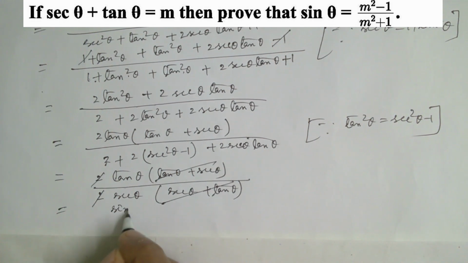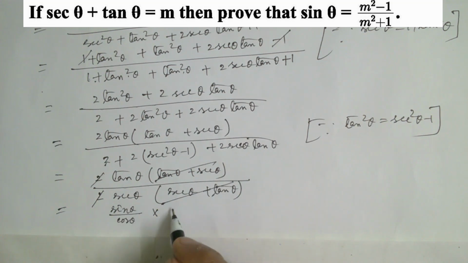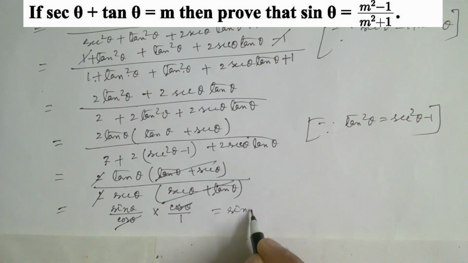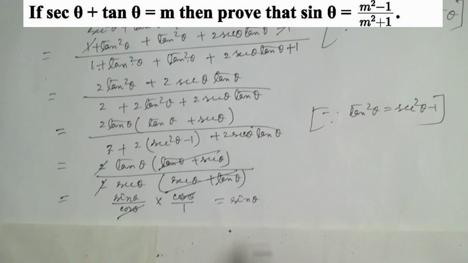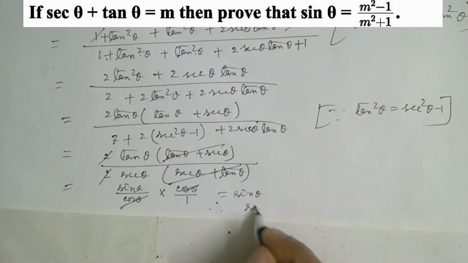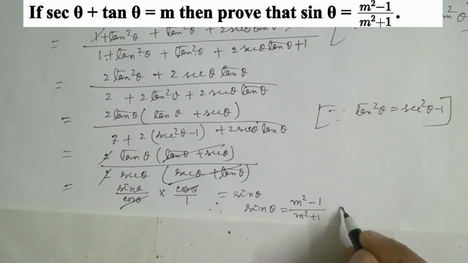Tan theta means sin theta by cos theta into sec theta. Sec theta means 1 by cos theta. So we will write cos theta by 1. Cos theta will get cancelled. That is equal to sin theta. Therefore sin theta is equal to m square minus 1 by m square plus 1, proved.